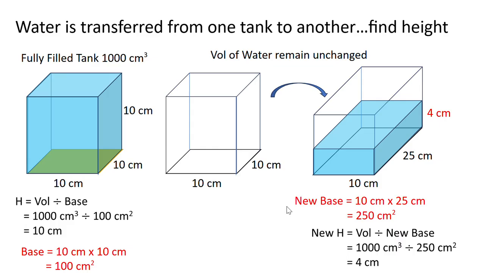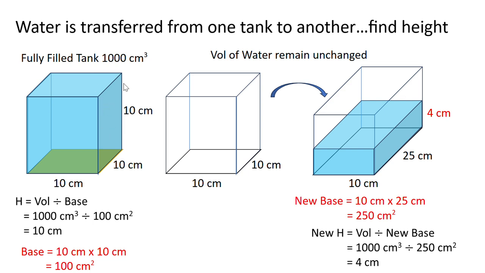So the first thing you need to do is find the base of this new container. I just call it the new base. So 10 centimeter by 25 centimeter is 250 centimeter square. Remember, area is square because it's centimeter multiplied by centimeter. There's only two of them, so it's centimeter square. So the base is 250 centimeter square.